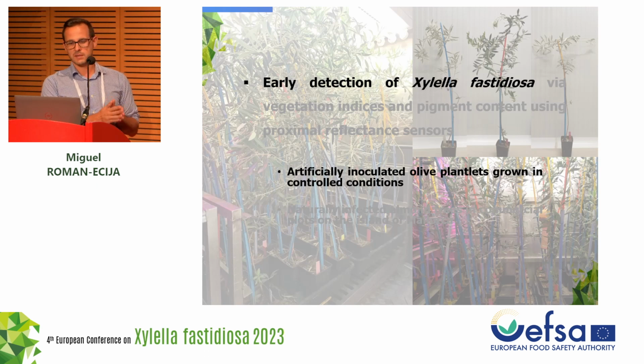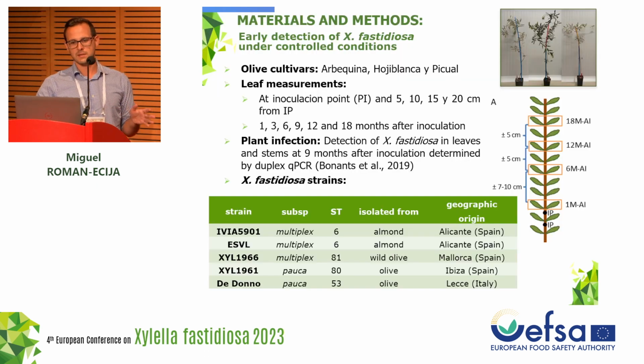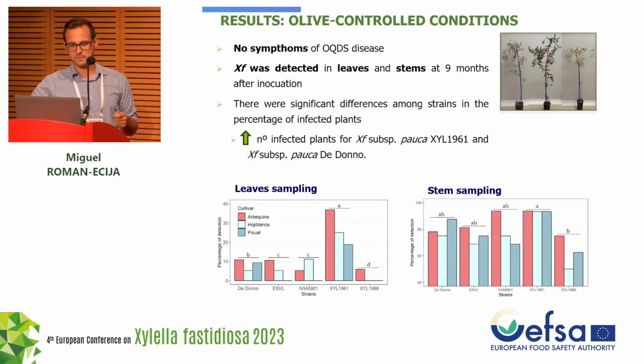For the first experiment in controlled conditions, we inoculated plantlets of 3 widely used cultivars in Spain, with these 5 strains. We have measured at several time points and several heights from the inoculation points with the proximal sensor devices, and to make sure that the bacteria is in the plant, we have performed qPCR analysis in leaves and stem.